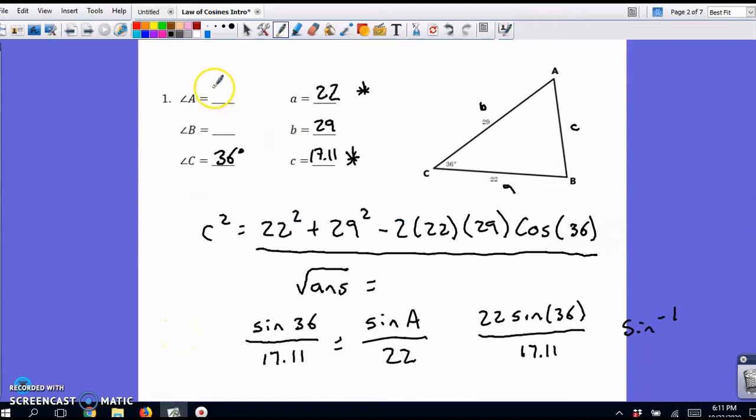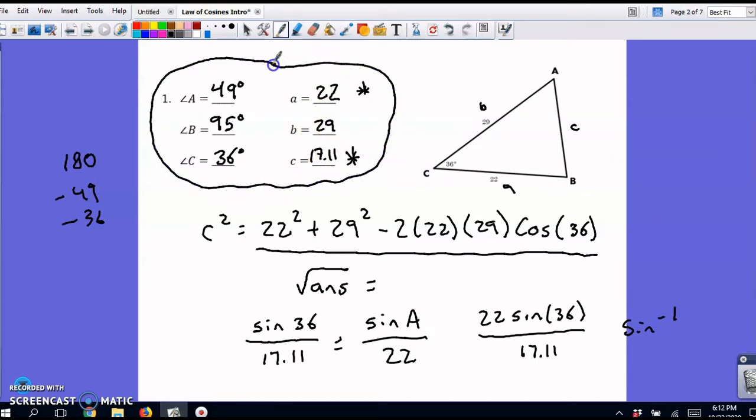So this has to be 49 degrees. Now we can use our 180 rule. 180 minus the 49 minus the 36. I don't need to go to the calculator. That leaves 95, so that is an obtuse angle. And then there's your triangle, all solved, all 6 parts, using law of cosines.